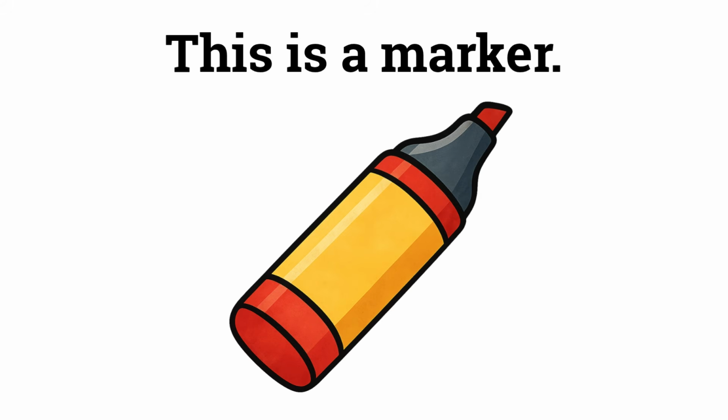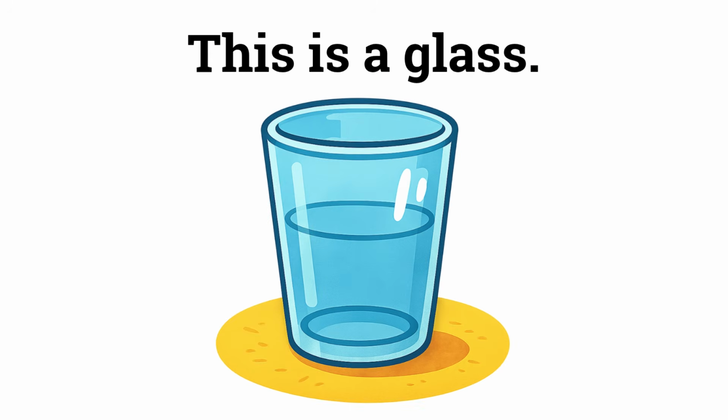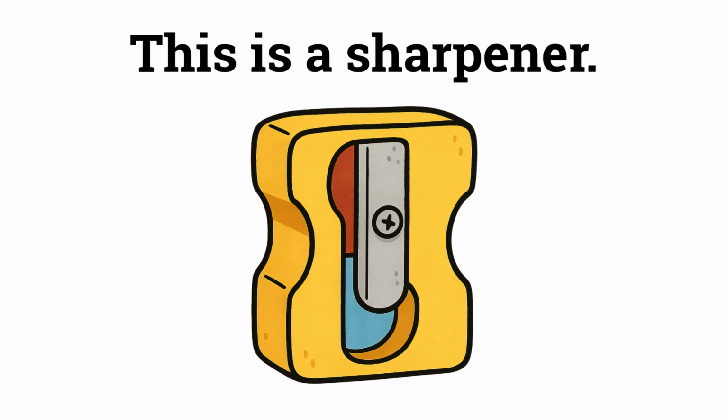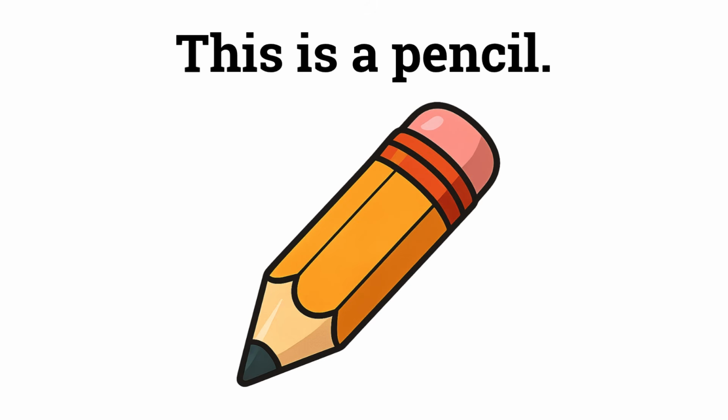This is a marker. This is a glass. This is a sharpener. This is a pencil.